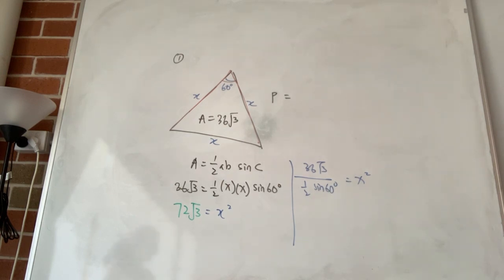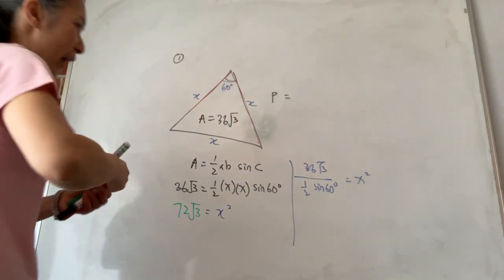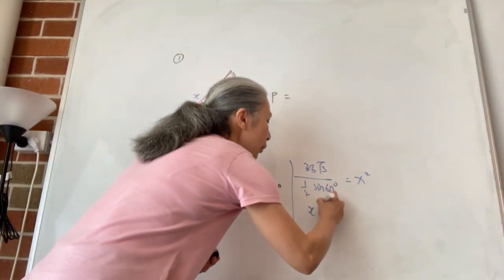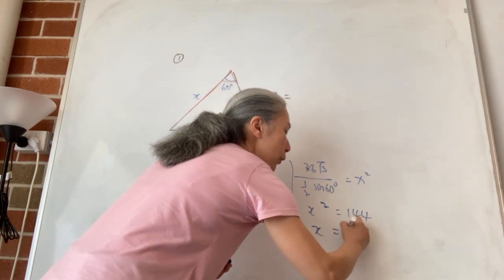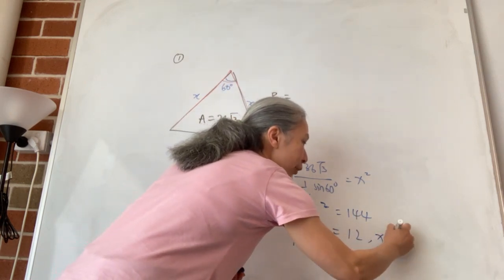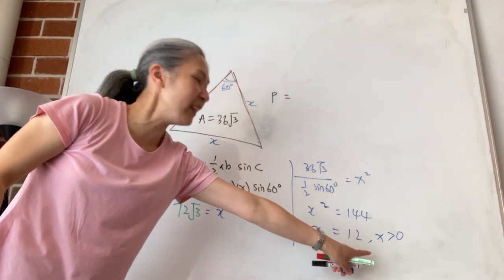Yes, 12. And have you answered the question? No, not yet. Therefore, your perimeter is equal to? You have x squared equal to 144, we root it, x equal to 12 because x is greater than 0. Remember to write that little thing?